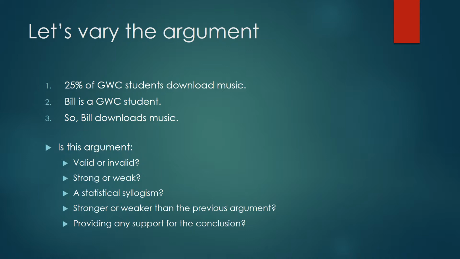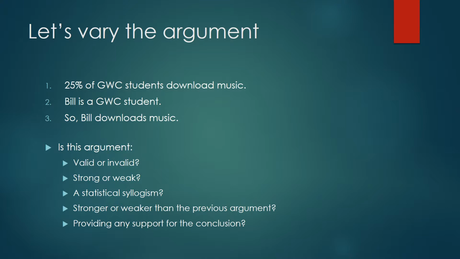It's no longer a statistical syllogism, but if you have a different logic book, they could give a different answer. Some logic books would still call this a statistical syllogism. I used to use a logic book that actually defined it both ways. Okay? Now, is it stronger or weaker than the previous argument? I hope you can easily see that it's weaker than both versions of the previous argument that we just saw. Here's another question. Does it provide any support for the conclusion?